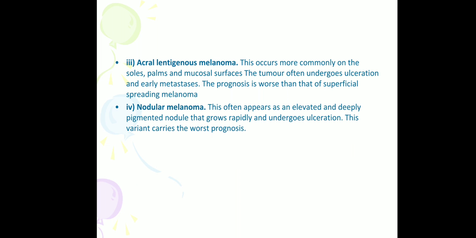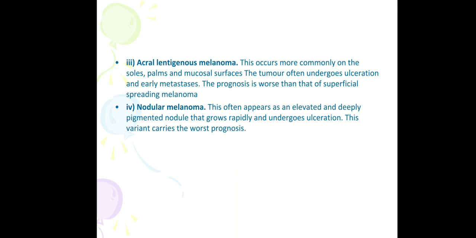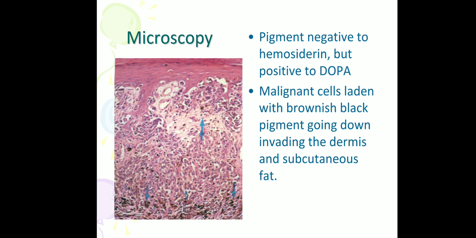Nodular malignant melanoma often appears as an elevated and deeply pigmented nodule that grows rapidly and undergoes ulceration. This variant carries the worst prognosis. So you have 4 variants: lentigo maligna melanoma, superficial spreading melanoma, acral lentiginous melanoma, and nodular melanoma.